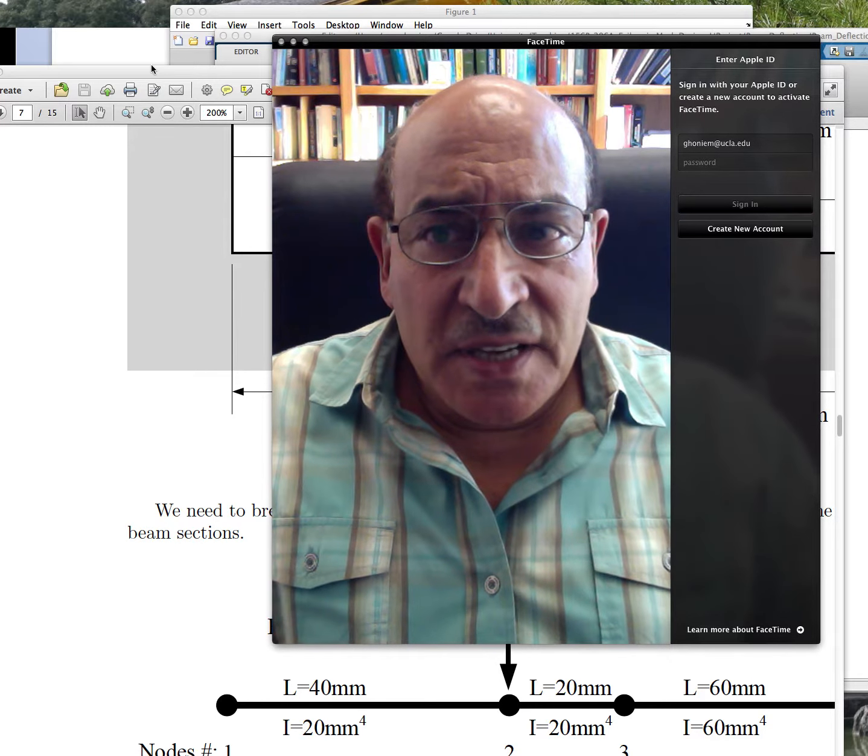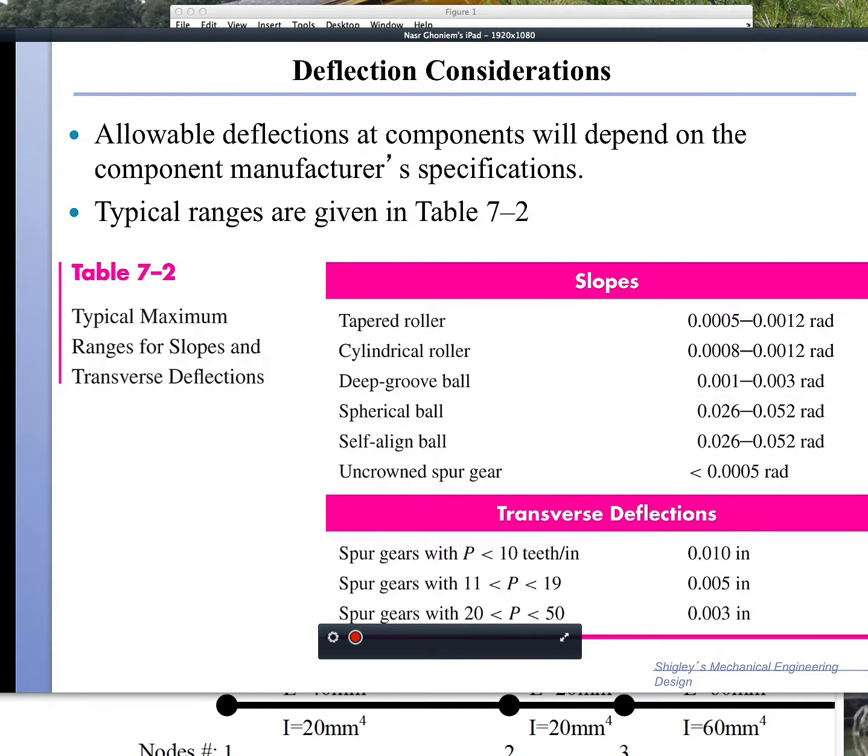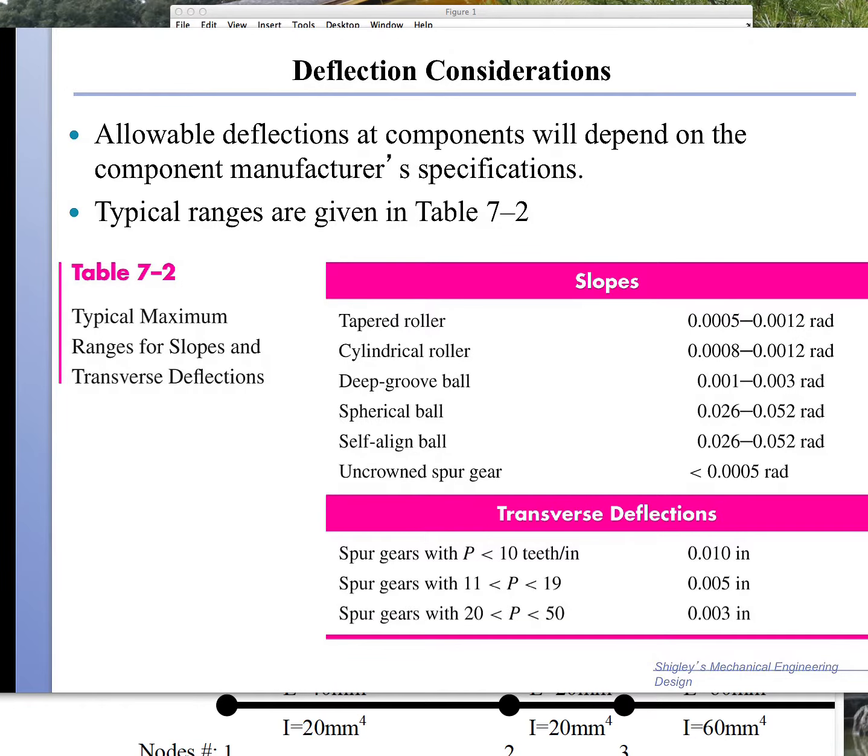So we will discuss this issue here. In considerations of shaft deflections, the allowable deflections are very strict, and they depend on the component manufacturer specifications. So we have in this table the limits on the slopes, which are the angle of deflection, and the limit on the deflection itself. So let's talk about the deflection itself.